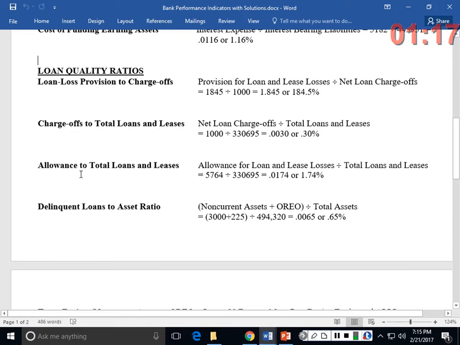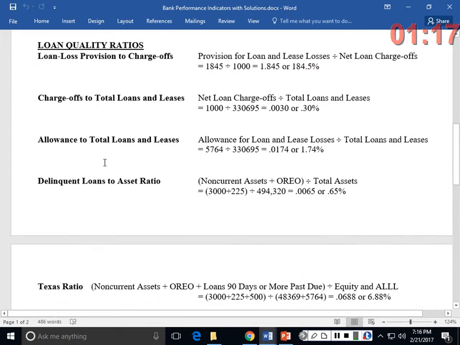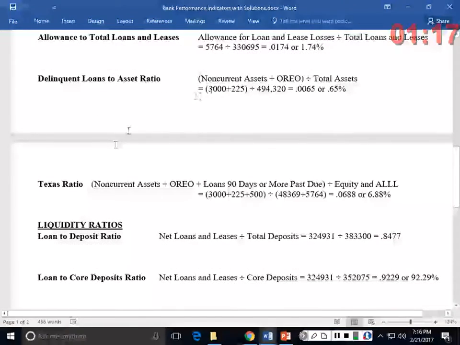Allowance to total loans and leases. Remember, the allowance, this is how much on your balance sheet you've set aside total for bad loans. And so in this case, we've set aside 1.74% of our total loans and leases, which is probably okay for most banks. And then the delinquent loans to asset ratio. Delinquent loans are loans that aren't paying as agreed. So that's going to be your non-current assets plus your other real estate owned, divided by total assets. So you have 0.65 of 1% in delinquent loans.